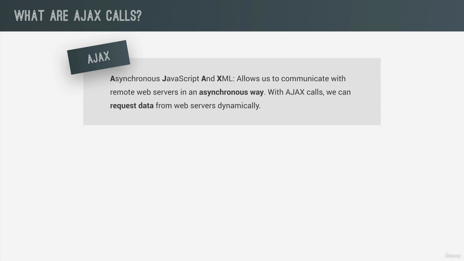So AJAX stands for Asynchronous JavaScript and XML, and basically it allows us to communicate with remote web servers in an asynchronous way. Now in practice, we make AJAX calls in our code in order to request some data from a web server dynamically, so without reloading the page, so that we can use that data in our application dynamically. For example, right in the next video, we're going to make AJAX calls to request data about countries.